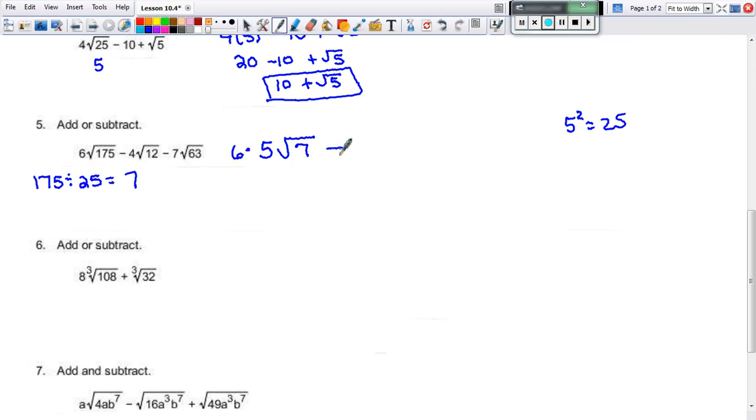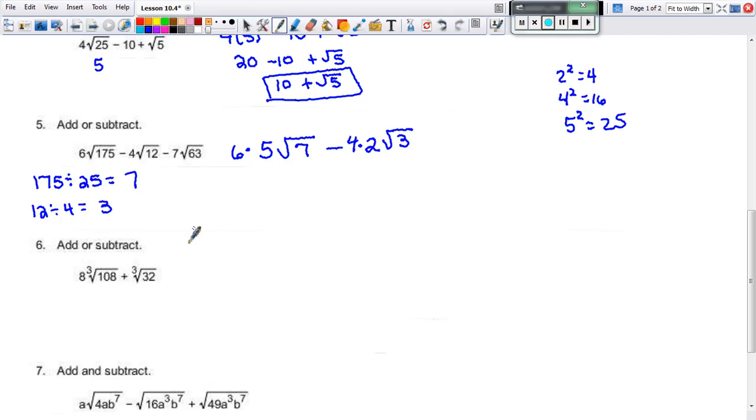Then I have a minus sign, 12. Well, let me see, 4 squared equals 16, 2 squared. Okay, 12 divided by 4 is 3. So whatever you got when you divide goes under your radical. The 4 is what works, so whatever's with the exponent goes outside, so that's a 2 there. And then it had a 4 originally there.